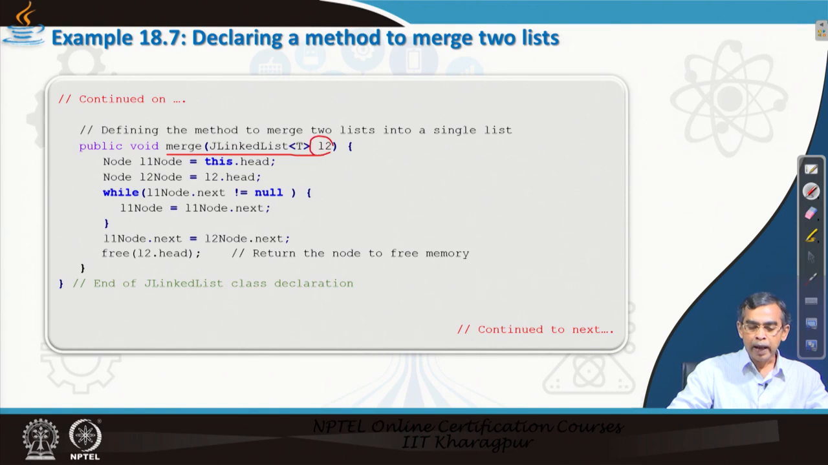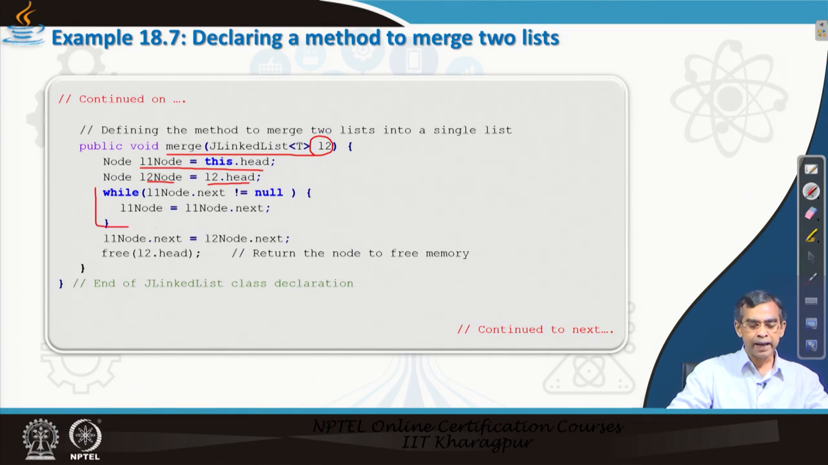L2, we want to append L2 after the call. Now, here suppose node L1 is the current node. So, this dot head is basically the current node, and node L2 head is basically the first node of the list L2 which has been passed here. So, you can have two pointers, one pointer is the header of the first list, and the second is the first node of the second list.